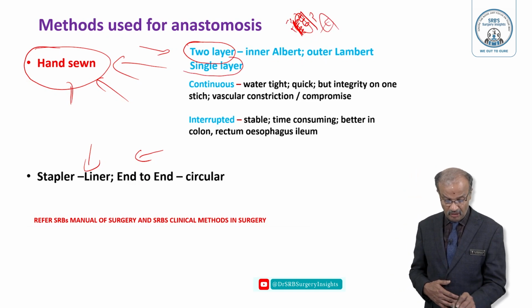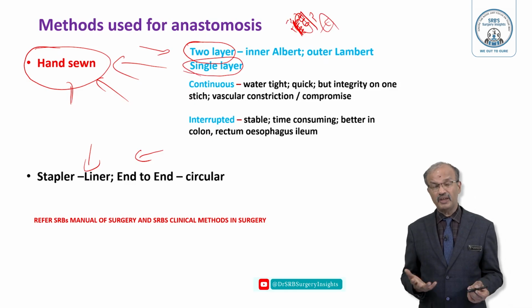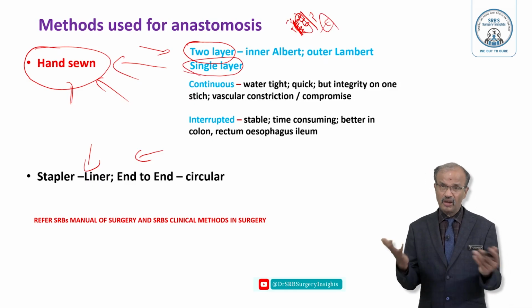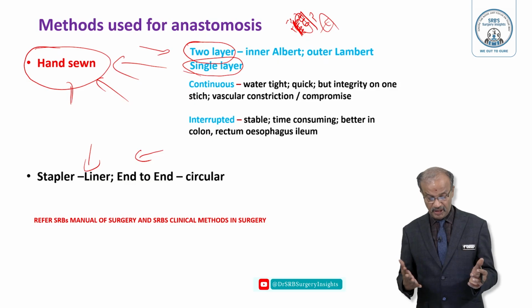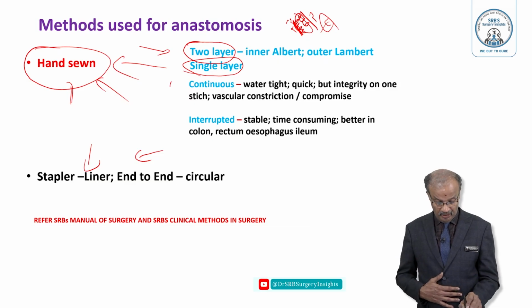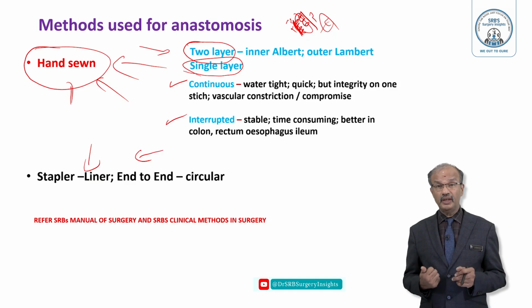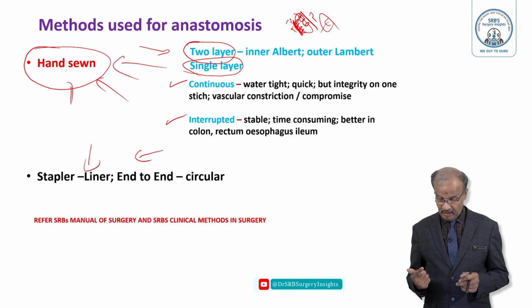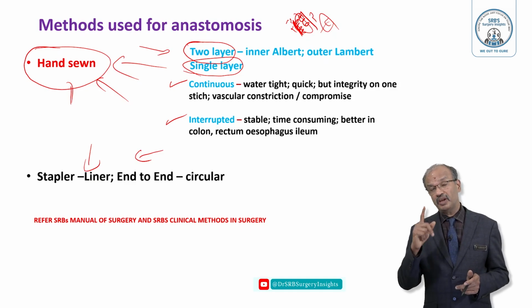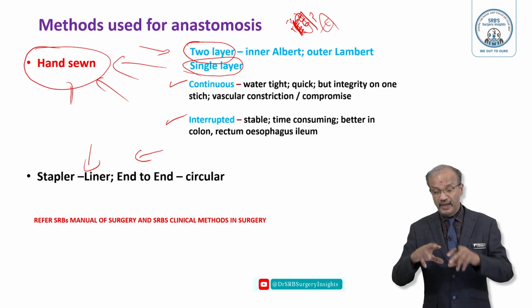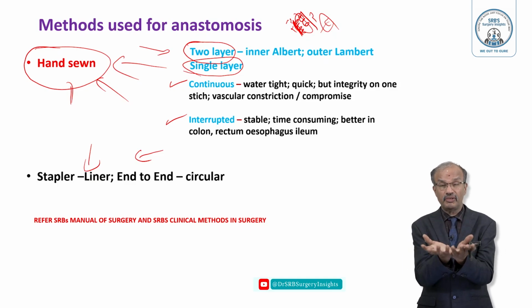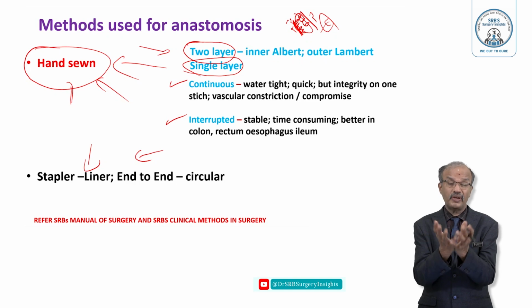Whereas single layer anastomosis, all layers together, single layer, may be continuous, may be interrupted. Of all of this, again, 2-layer, single layer, you can use either continuous or interrupted sutures. The continuous advantages are that it is quick and watertight, but the integrity depends on one stretch. If one bite is weak and loose, the entire thing will disrupt. It will cause a leak, peritonitis, dangerous.